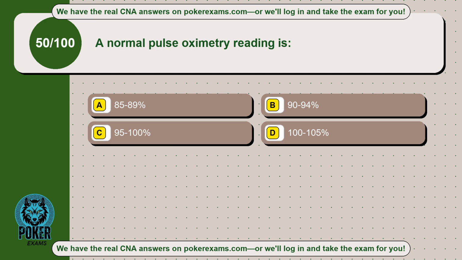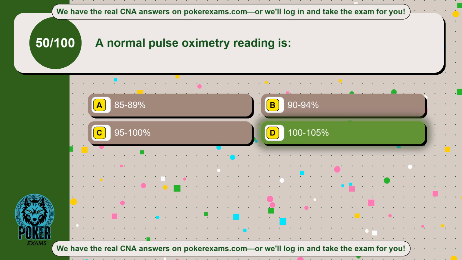Question 50. A normal pulse oximetry reading is: Option A, 85 to 89%. Option B, 90 to 94%. Option C, 95 to 100%. Option D, 100 to 105%.